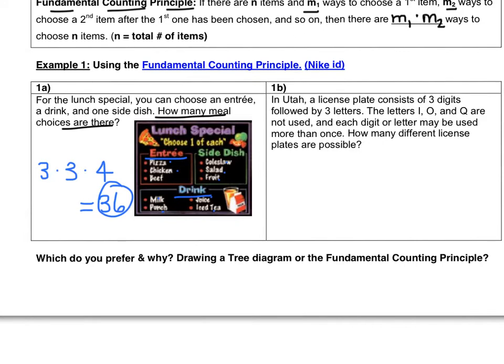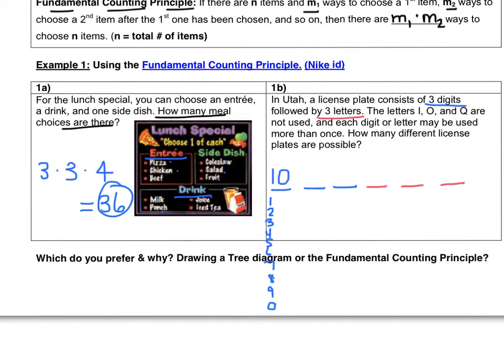What about 1B? Out in Utah, you have a license plate with 3 digits, so 3 numbers, and then 3 letters of the alphabet. All right, so we have to figure out how many digits we have to choose from. Well, the numbers that we have, like on a telephone keypad, would be 1, 2, 3, 4, 5, 6, 7, 8, 9, and then there's also the 0. So that's a list of 10.